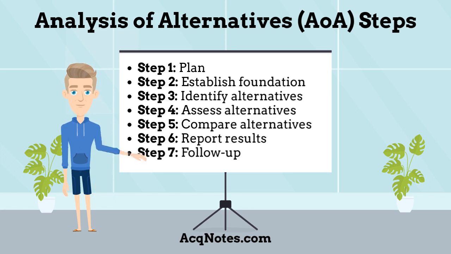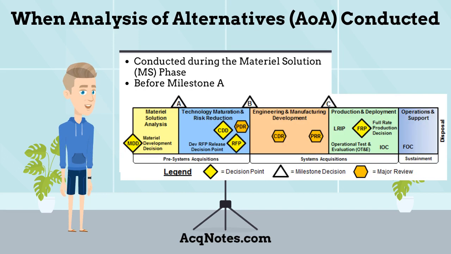Step 3: Identify and define alternatives. Identify the alternatives to the problem set. Step 4: Assess alternatives. Assess each of the alternatives identified. Step 5: Compare alternatives. Determine pros and cons against alternative solutions. Step 6: Report results. Document results for decision makers. And finally, Step 7: Follow-up. Conduct follow-up analysis on any chosen alternative.